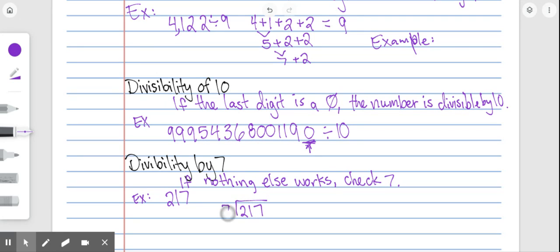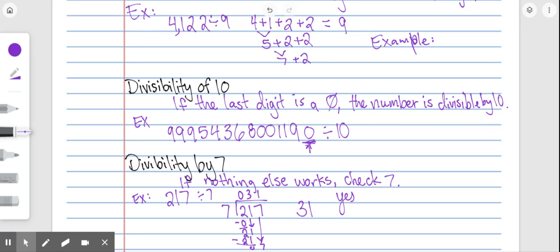Divide by 7. 7 does not go into 2, so I put a 0 there. I bring down the 1, and now I've got 21. 7 does go into 21 3 times. And I bring the 7 down. And 7 goes into 7 1 time. So my answer is 31. So yes, 217 can be divided by 7.